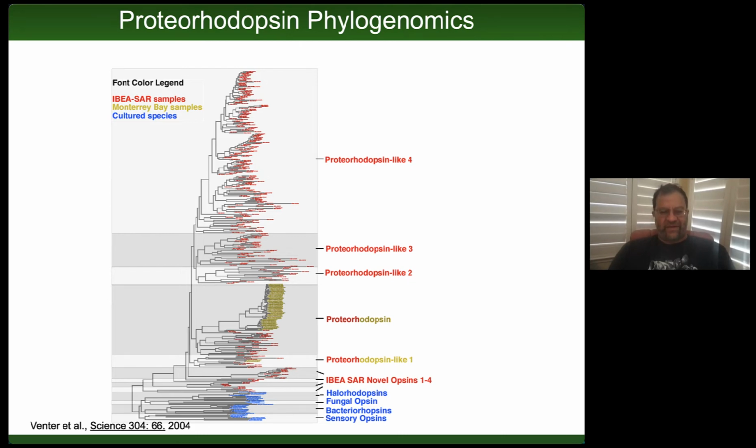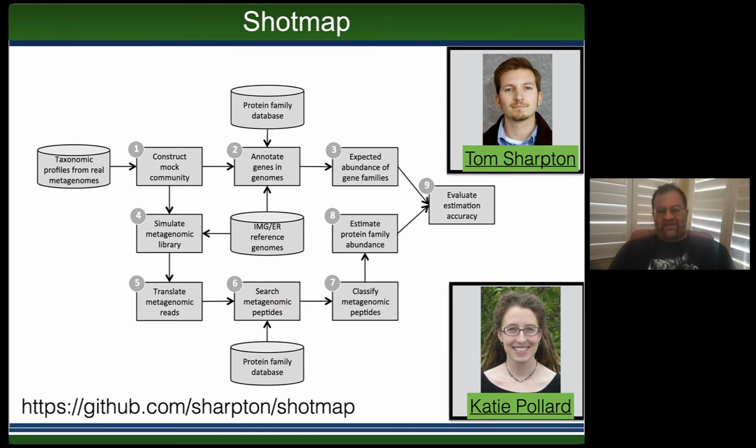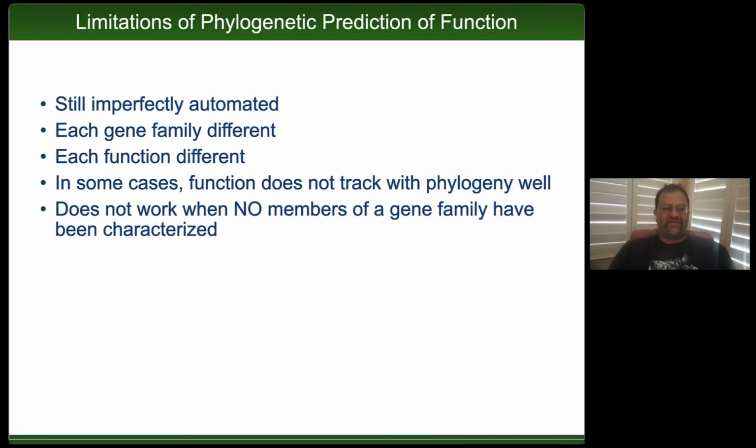You can do this from metagenomic samples. You can do this, as Tom Sharpton developed later, in a sort of high throughput manner from metagenomic samples. And lots of people have developed methods for doing this. I think it generally improves your ability to predict function for uncharacterized genes. But it's limited. Even today, it's still imperfectly automated in my mind. Every gene family is different. Every function is different. And in some cases, this is really important.